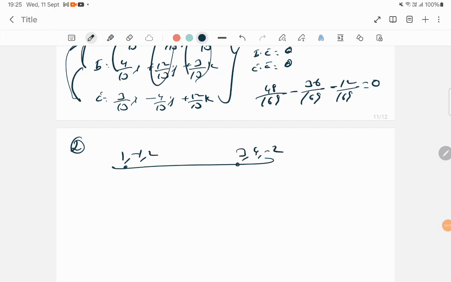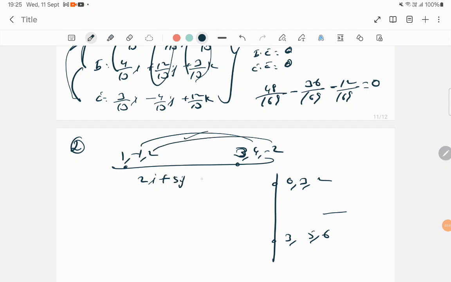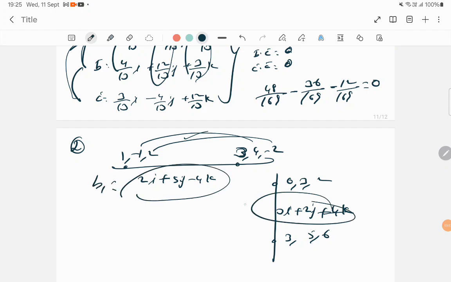The second sum is: show that the line through 1, minus 1, 2 and 3, 4, minus 1 is perpendicular to another line through 0, 3, 2 and 3, 5, 6. If it's perpendicular, you only need the direction of each line. What is the direction of the first line? x2 minus x1, 2i, y2 minus y1, 5j, z2 minus z1, minus 4k. Direction of the second line is 3i plus 2j plus 4k. So you have both these directions, b1 vector and b2 vector.